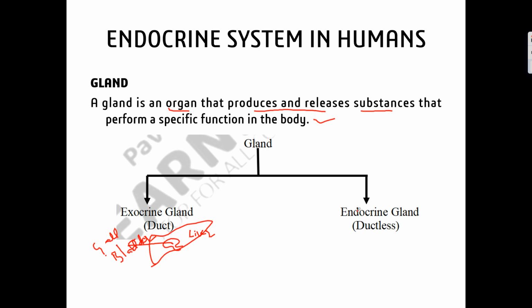Whereas these endocrine glands don't have any storage parts. They directly release the secretions into the blood. So these are called ductless glands. Let us look at these two in more detail.